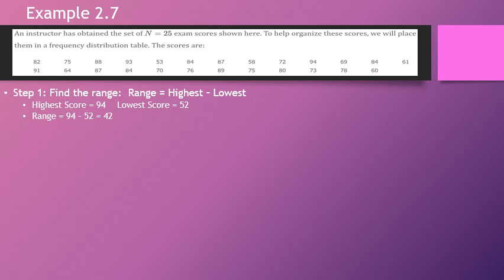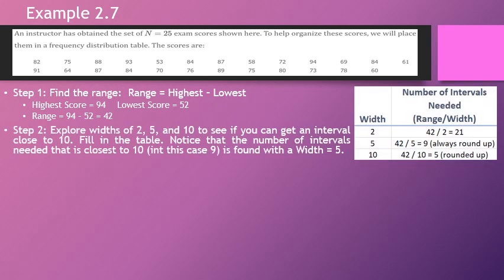In this set, the highest score given is a 94. The lowest score is a 52. If you subtract them, you have a range of about 42 numbers that you need to put into a table. Well, let's explore different widths. You can use a table like this. I usually explore widths of 2, 5, or 10. And let's just see what happens.